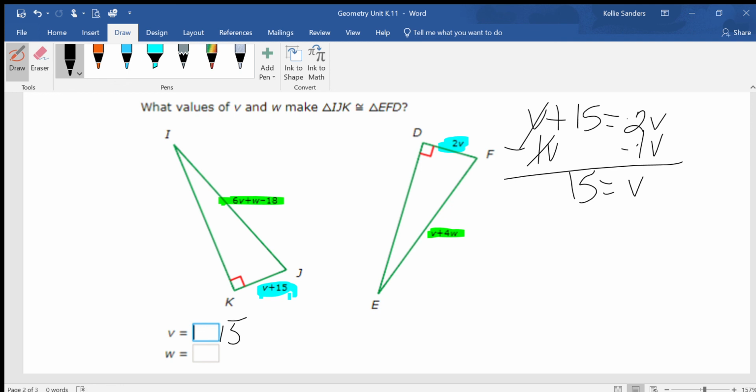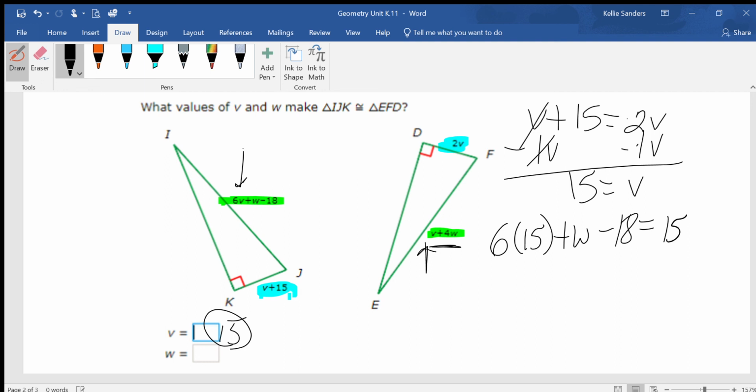Now, everywhere there's a V, I'm going to put 15. But the 6 is still there. So if it's 6V, it's 6 times 15 plus W minus 18. And that is supposed to be the same as V plus 4W. And what's V? 15 plus 4W. 6 times 15, 90. I'm going to put a 1 with the W so you don't lose it.